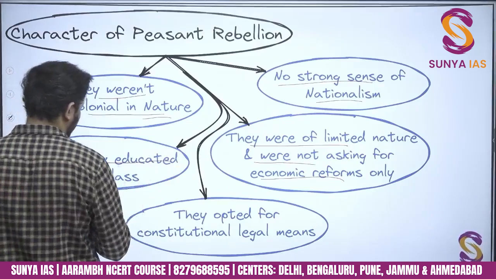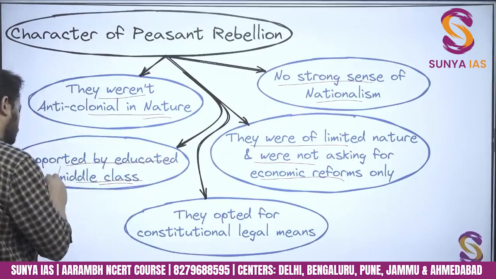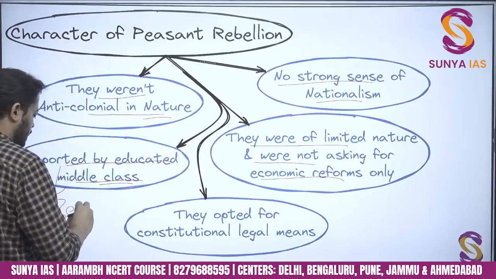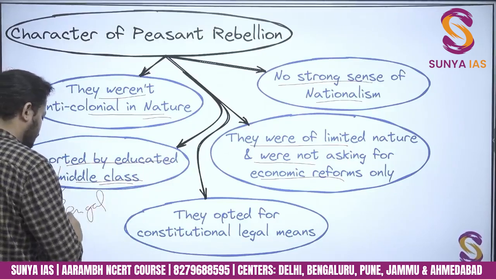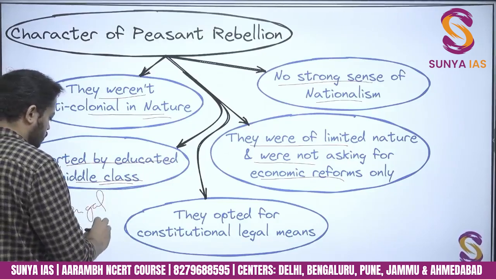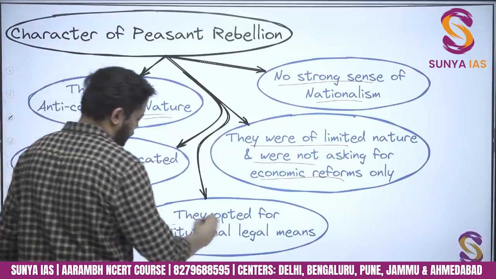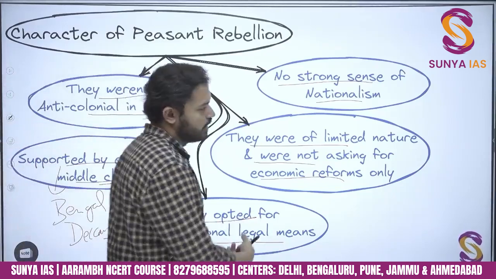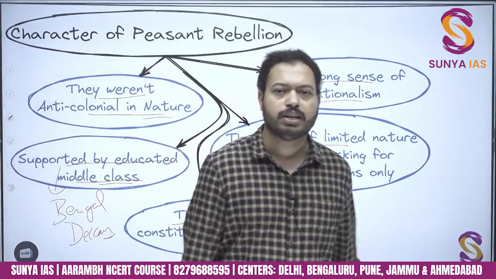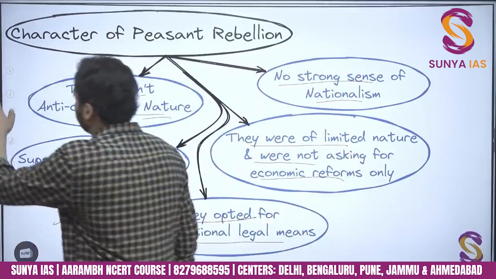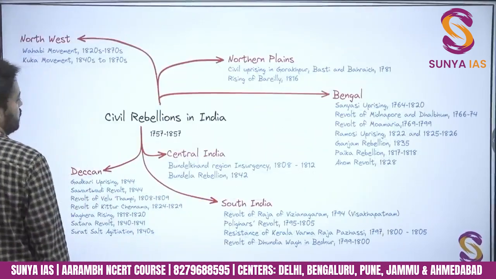Support by the educated middle class was seen both in Bengal and Deccan, and I have given you a specific example in both cases. They opted for constitutional legal means, and that was interesting after 1857. These things, constitutional means and all, never used to happen before 1857.